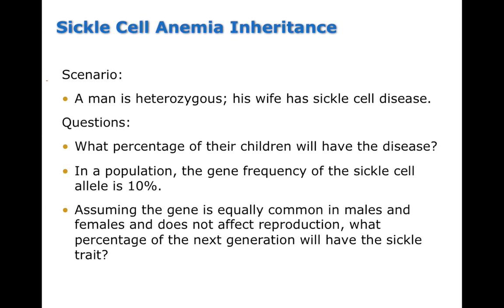But if you're homozygous for this recessive allele, then you have sickle cell disease, and it follows the same inheritance patterns of a typical autosomal recessive disease. So the question here is, if you have a man that's heterozygous for sickle cell anemia and a wife who has sickle cell disease, so that means that she's homozygous, what percentage of children will have the disease?